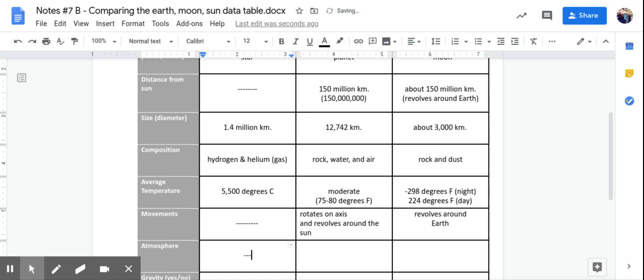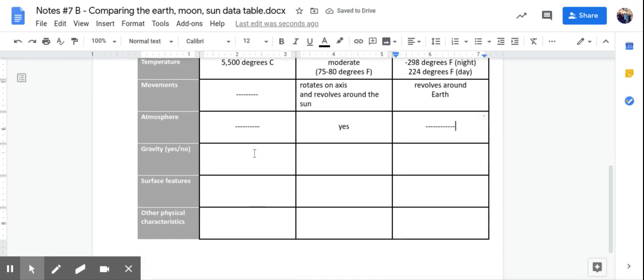Atmosphere, really all we're going to say is yes or no for these. The sun obviously does not have an atmosphere. The Earth does have an atmosphere, and the moon does not. Again, that's why we live on the Earth and not on the moon or the sun. Or one reason why, at least.